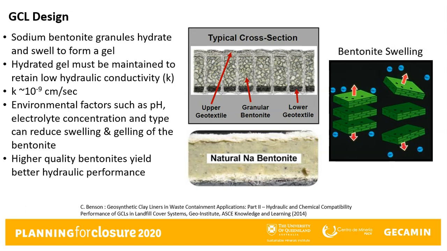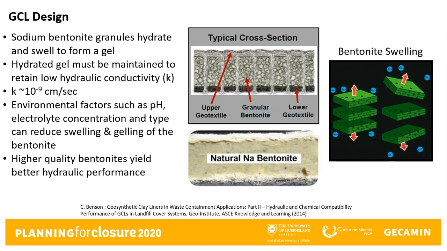The bentonite is held in the product through a needle punching process, where the cap nonwoven geotextile is driven into the base geotextile. The base geotextile can be a woven or non-woven material. As the sodium bentonite sees water, it hydrates and swells to form a contiguous gel.